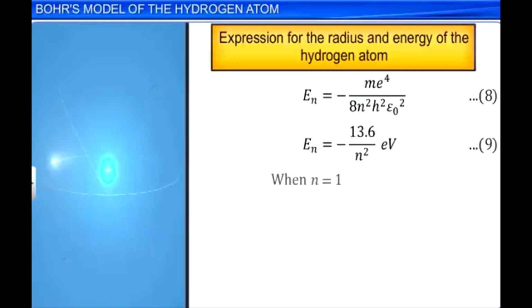Substituting n equal to 1 in equation 9, we get the energy of the first orbit, E1, is equal to minus 13.6 electron volts. This is the lowest energy state of the atom and is called the ground state. Thus, the minimum energy required to remove the electron from the ground state is 13.6 electron volts. This is called the ionization energy of the hydrogen atom.